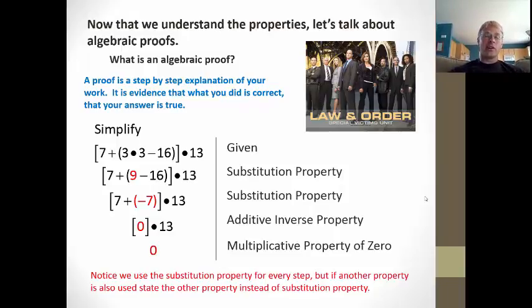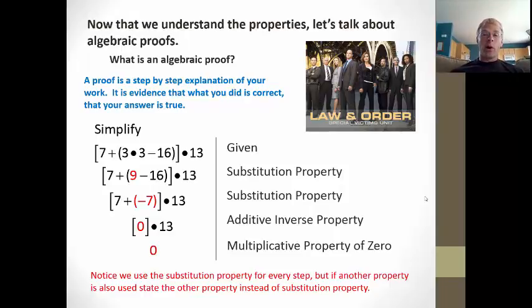Now, one thing to notice here is that technically the substitution property is used in every single step. But there will be steps, like the last two there, where we use the substitution property and another property to prove what we're doing.